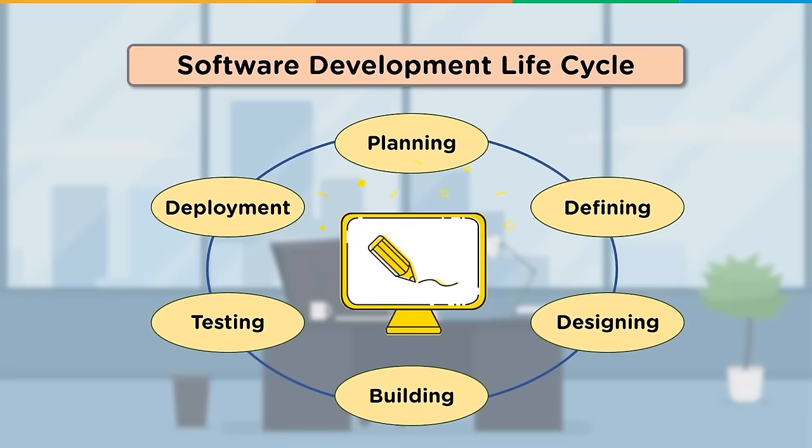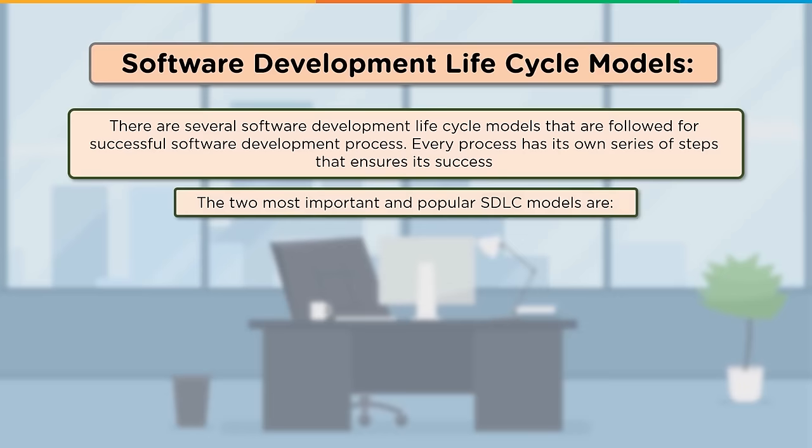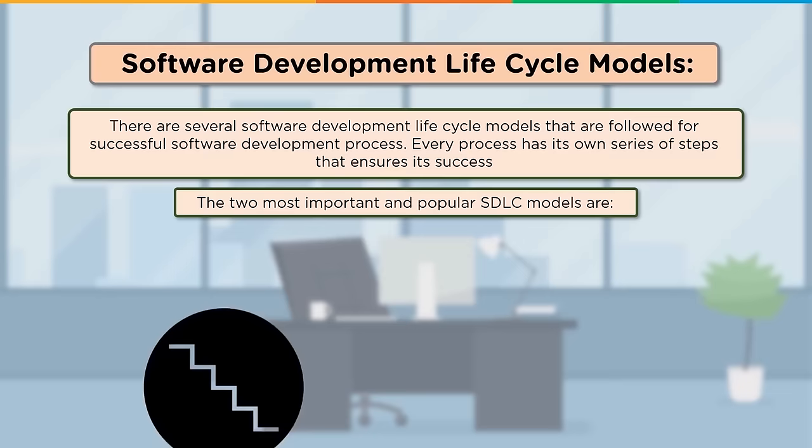There are several software development lifecycle models defined and designed which are followed during the software development process. These models may be referred to as software development process models. Every model has its own set of unique steps to attain success. There are several SDLC models in the market. Here, we will be discussing the two most popular models, the waterfall model and the agile model.